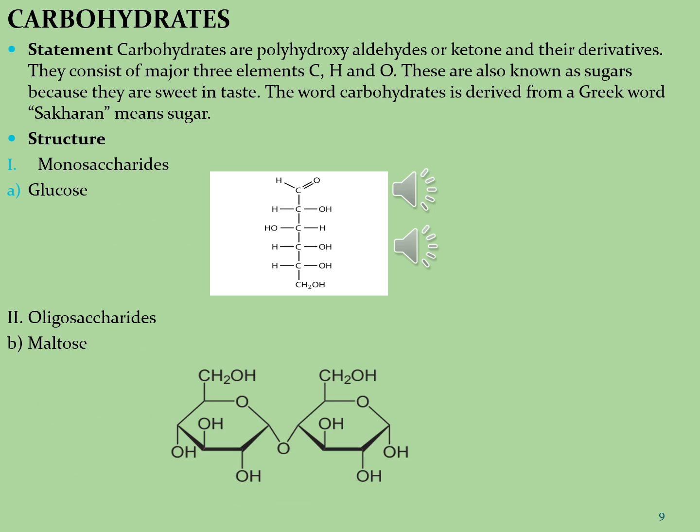Carbohydrates. Let's see what the carbohydrates are. Carbohydrates are polyhydroxy aldehydes or ketones and their derivatives. They consist of three major elements: carbon, hydrogen, and oxygen. These are also known as sugars because they are sweet in taste. The word carbohydrate is derived from a Greek word, Sakharon, which means sugar.